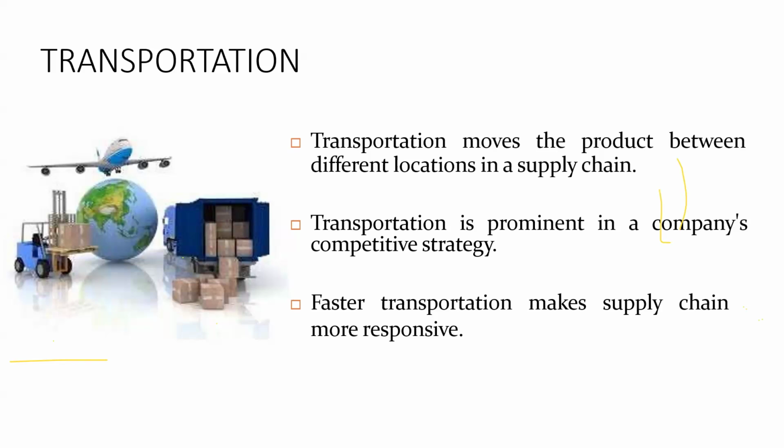So the fastest delivery makes any customer happy. If I order a product online, and the message says it would be delivered within 3 working days, but I get it within 24 hours, I'd obviously be a happy customer, a satisfied customer with the company's service. So faster transportation makes the supply chain more responsive.